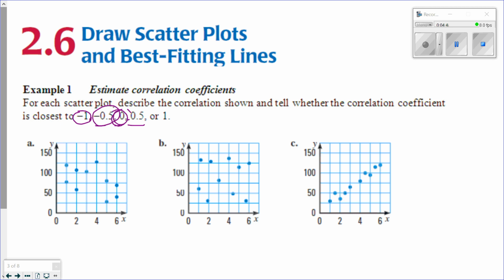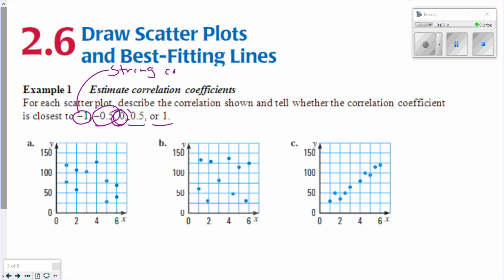0.5, there's a positive correlation between x and y, so when x increases, y increases. And 1 means there's a very strong correlation between x and y. So as x increases, y increases almost by exactly the same amount. So the closer you are to -1 or 1, the stronger your correlation between x and y is.